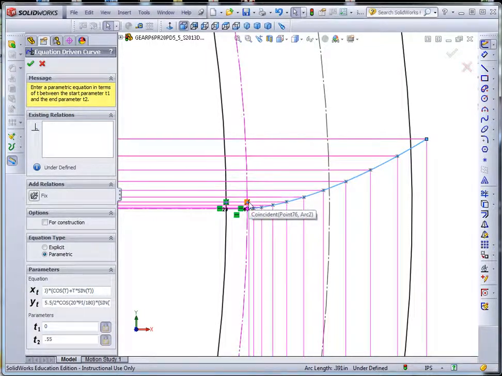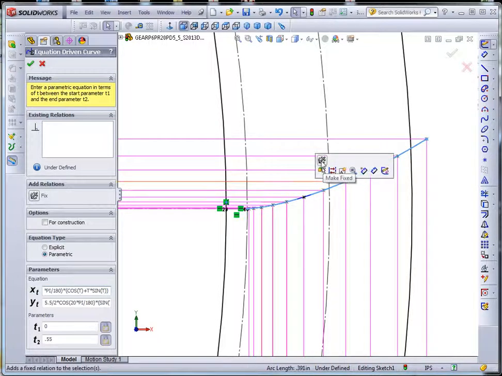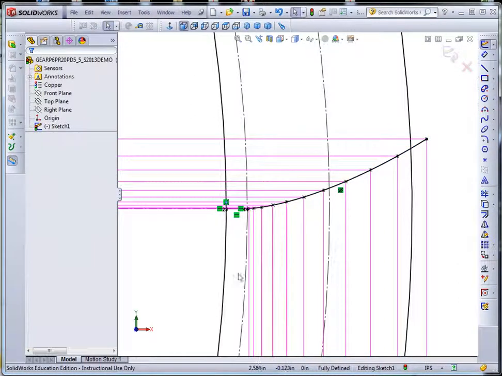I'll take off this coincident between that point and the arc. So I'll just click on that and delete that. And now if I click on this curve and make it fixed, now it's fully defined. It seems like it's happy with that. So at this point I'll go ahead and put in the construction line that comes to here and create that sector, and I'll have to continue on with this in the next video.